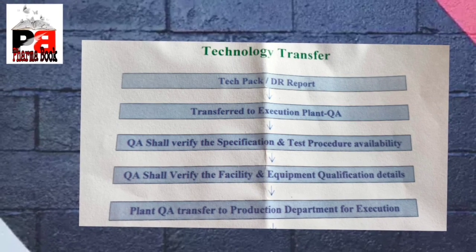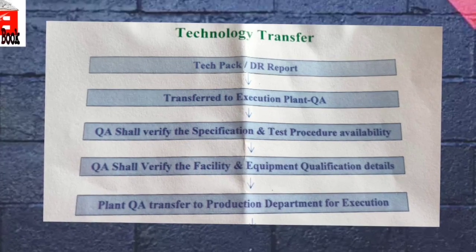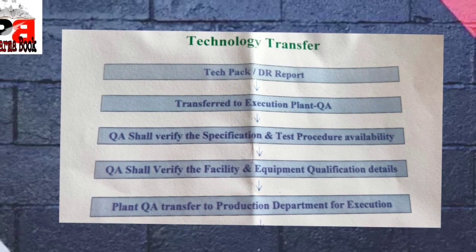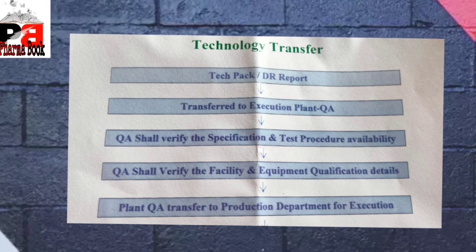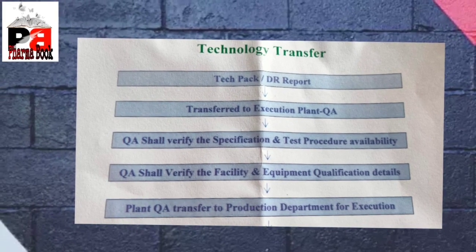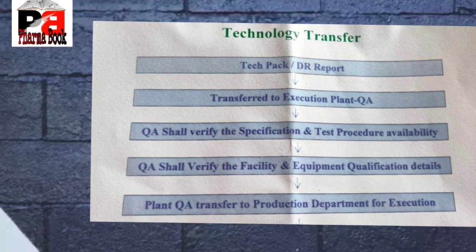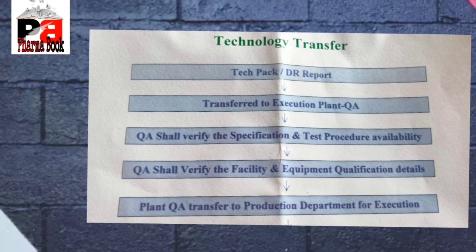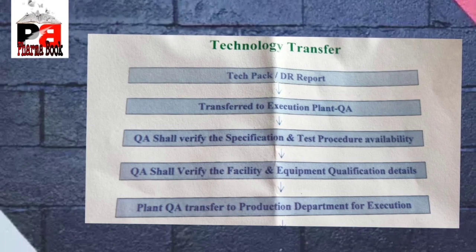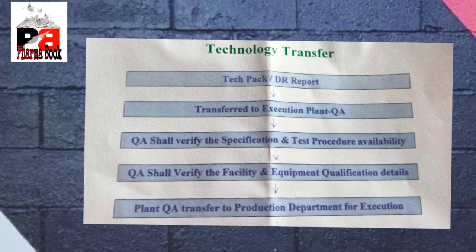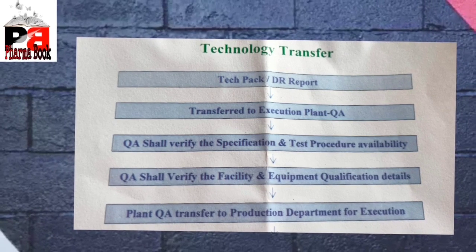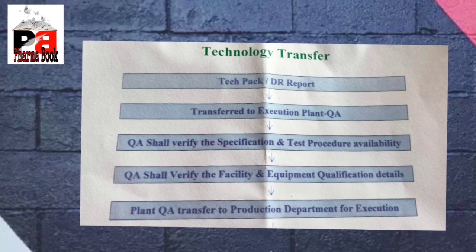Initially, R&D shall share the tech pack or development report with the execution plant. After receiving the tech pack or development report, QA shall verify whether the specifications and test procedures are available in QC or not. After that, they verify the facility and equipment qualification details. After verifying these two, QA transfers the technology to production.